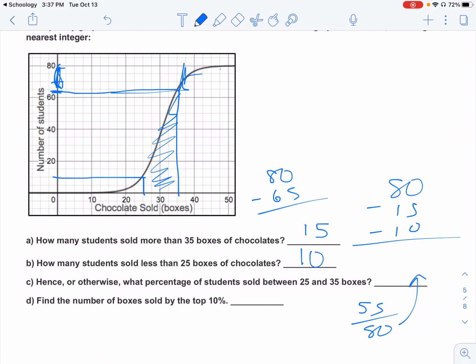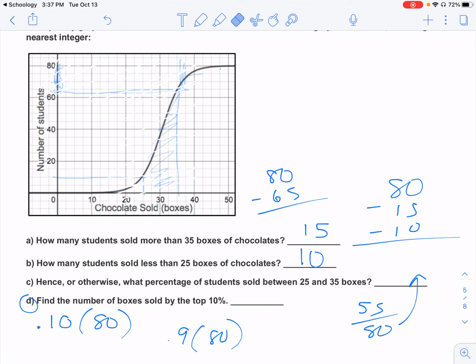Find the number of boxes sold by the top 10%. There are two ways to do this. You could do what is 10% of 80, and then subtract, or you could do what is 90% of 80 and look at that one. So either way, you're looking at 72. So 10% of 80 is 8, and 80 minus 8 is 72.